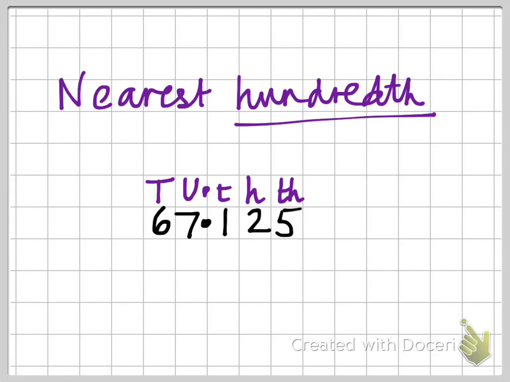Moving on to the nearest 100th. Here's our 100th column. We have a 2. Let's circle our decider, the next column along. It's a 5. Because it's a 5, we round up. So this number will become 67.13. You can put a 0 on the end if you wish, but you don't need to.